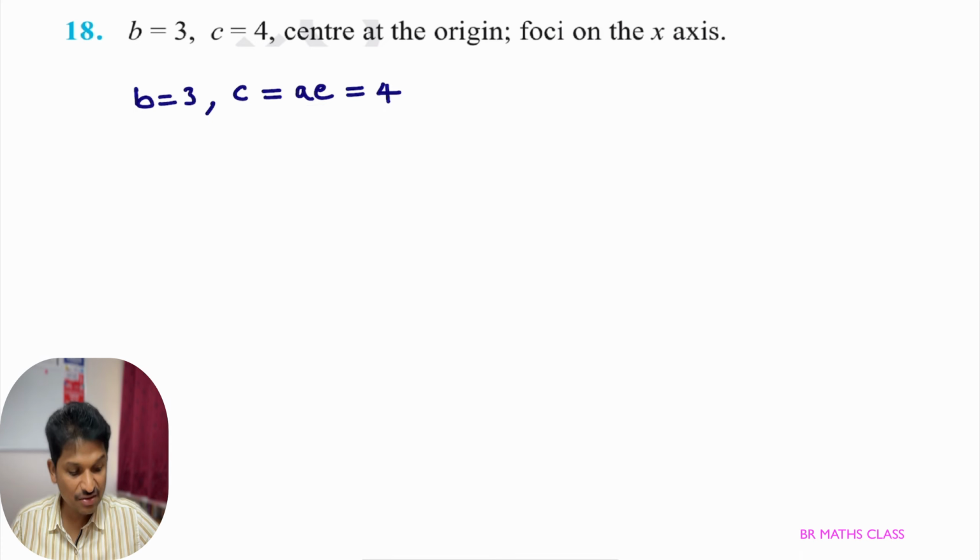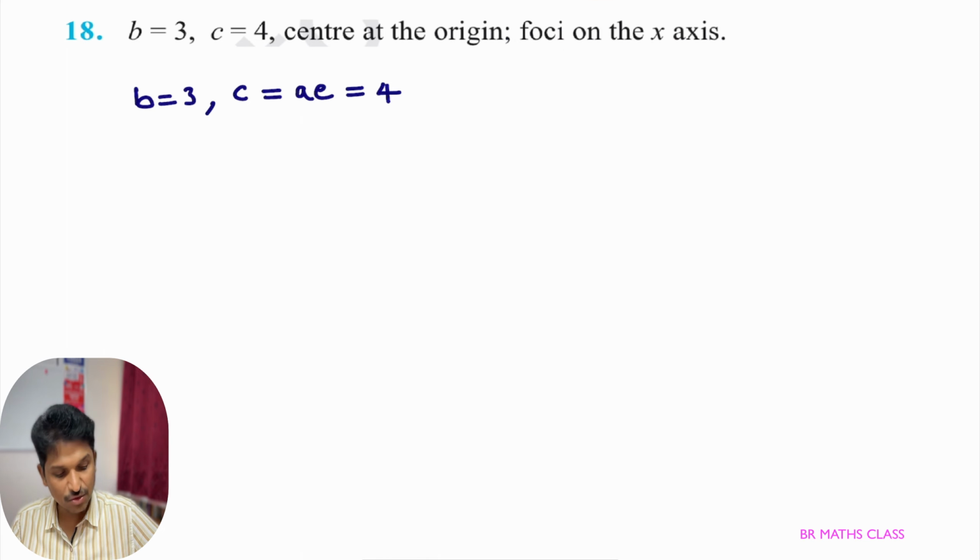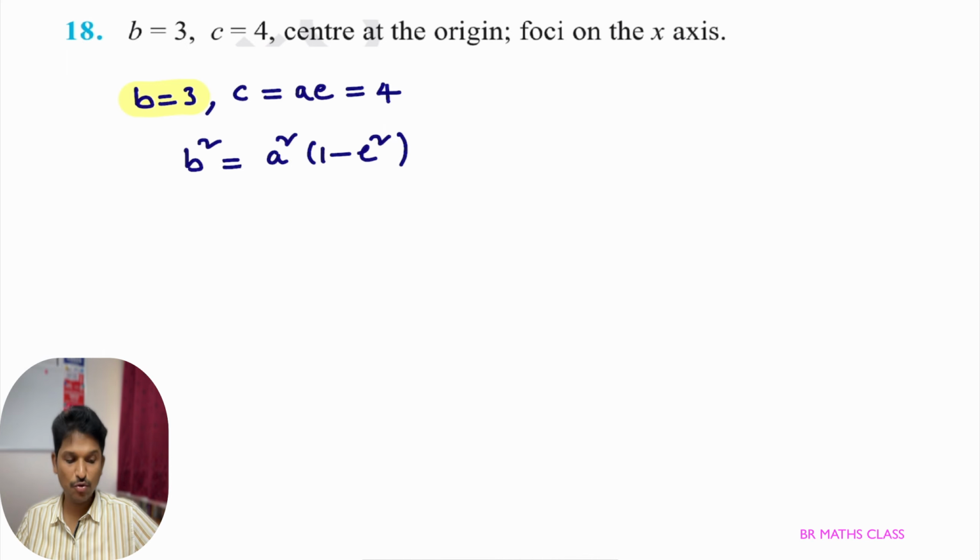And this is which type of ellipse? It is first type of ellipse. In first type of ellipse, you know this formula: B square equal to A square into 1 minus E square. What we are trying to find? We are trying to find equation of ellipse. If you want to find equation of ellipse, you need two main things, A value and B value. B value is already there. B is 3, already given in the question. Now you need to find A value.